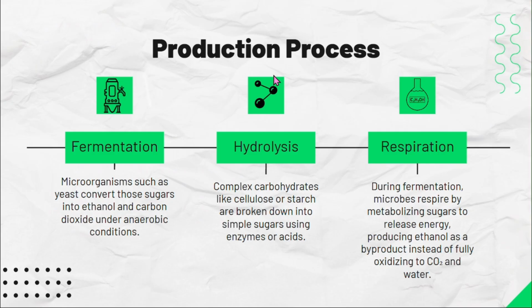Production processes. Fermentation. Microorganisms such as yeast convert those sugars into ethanol and carbon dioxide under anaerobic conditions. Hydrolysis. Complex carbohydrates like cellulose or starch are broken down into simple sugars using enzymes or acids. Respiration. During fermentation, microbes respire by metabolizing sugars to release energy, producing ethanol as a byproduct instead of fully oxidizing into CO2 and water.